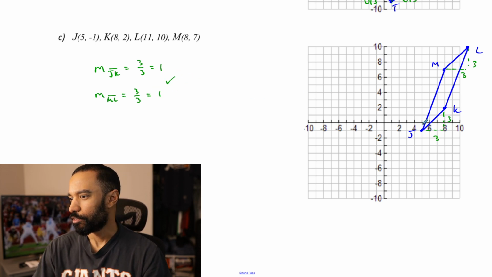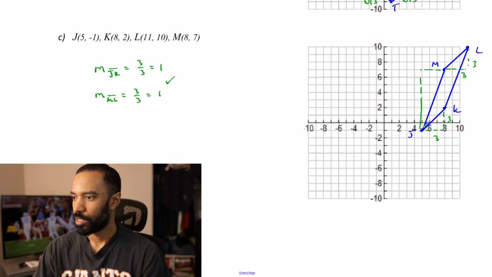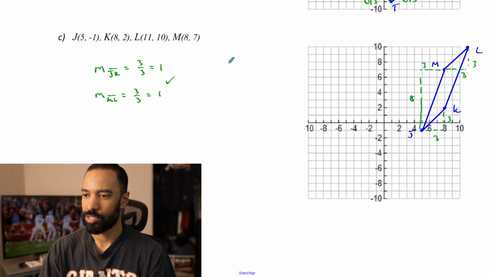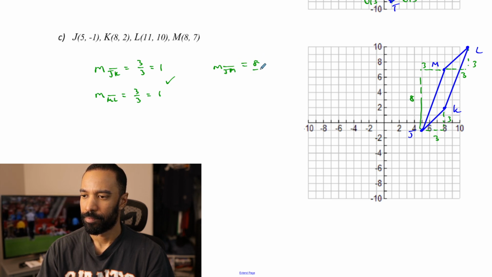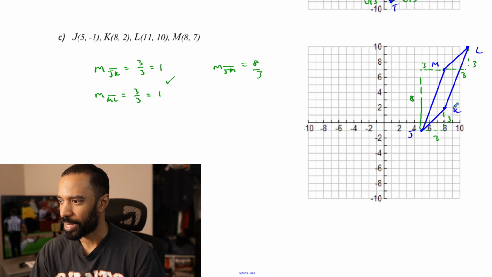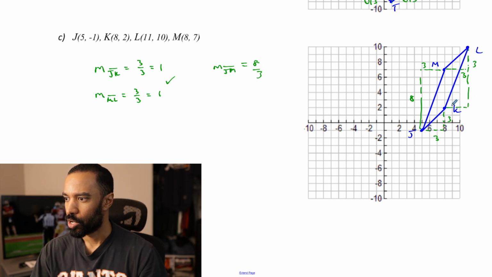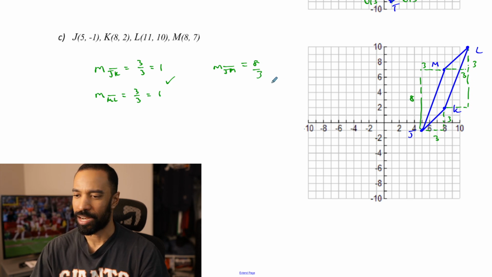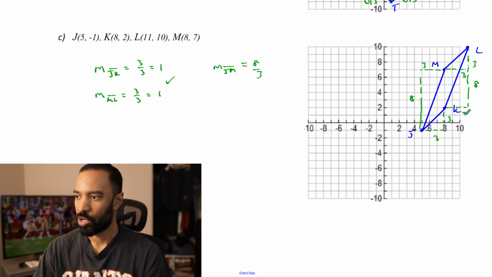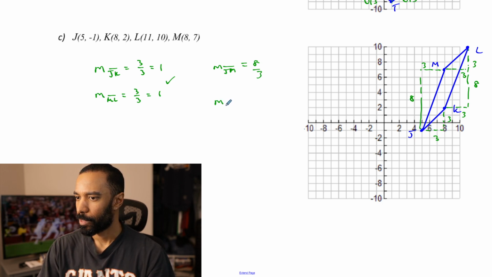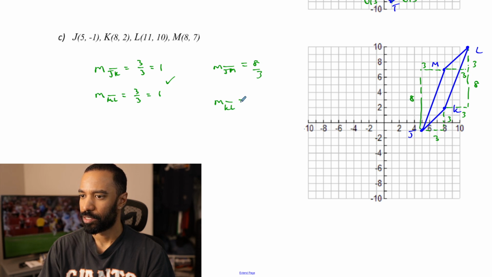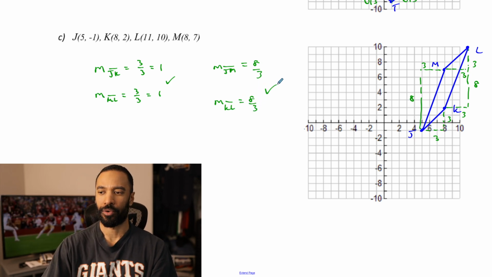Let's check these ones. From M to J. So from -1 to 7 is 8. And 1, 2, 3. So 8/3 from J to M. And then this one is from K to L. Let's kind of go this way. So 9, 10, 11. And then from 2 to 10 is 8. So that's a rise of 8, run of 3. Slope of KL is 8/3. We do have a parallelogram. All right, so we have a parallelogram there.